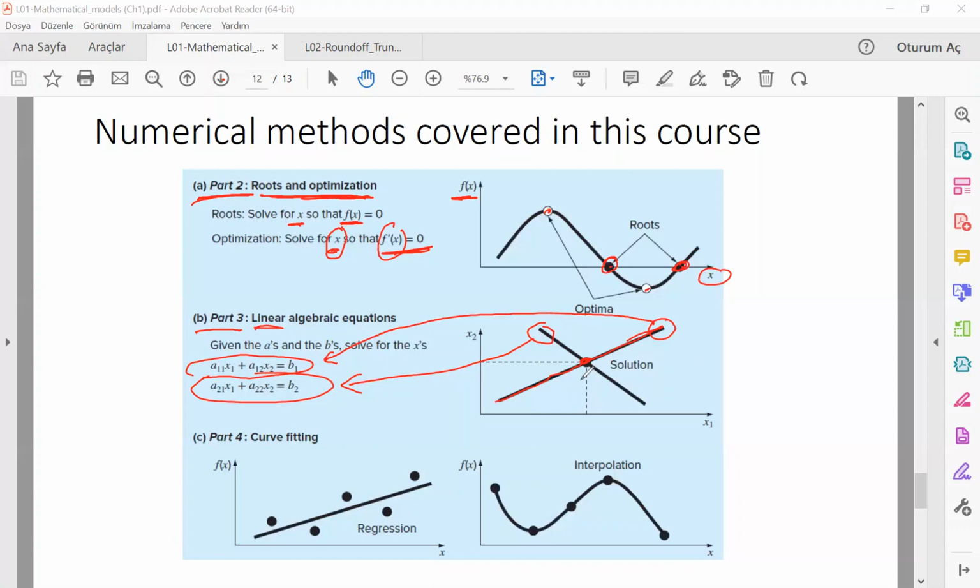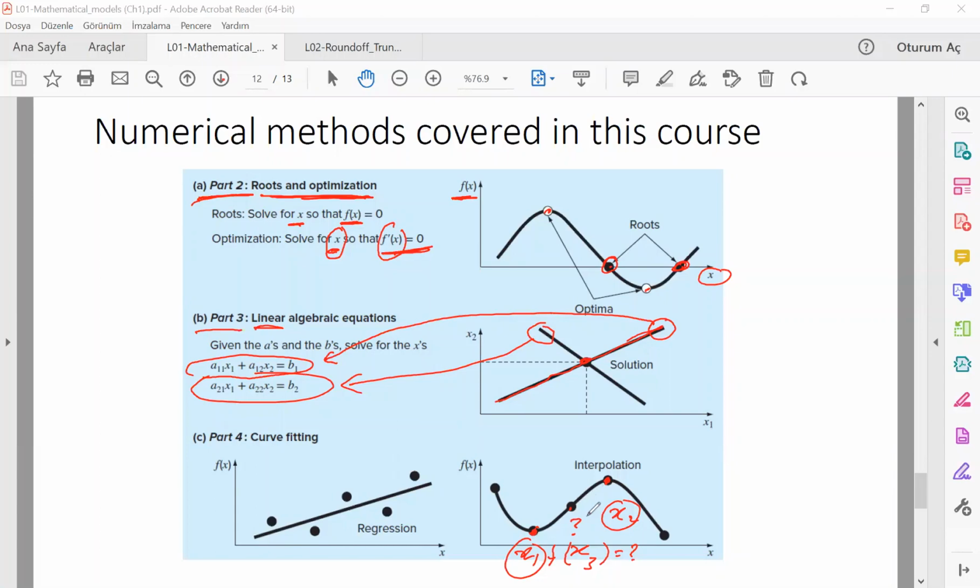Another application is curve fitting or interpolation. In interpolation, we are given two values of any function and we'd like to estimate the value in between these two values. So what is the value in here? Let's say that's x1 and x2. Let's say x3, then what is f of x3, given f of x1 and f of x2? This is interpolation.